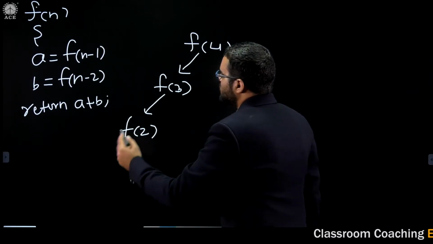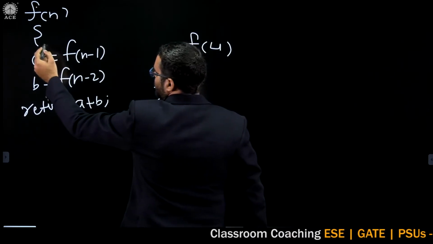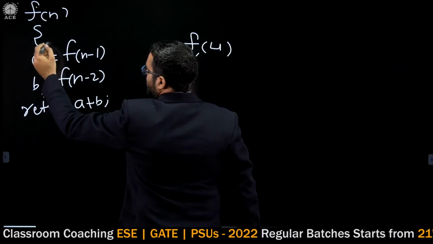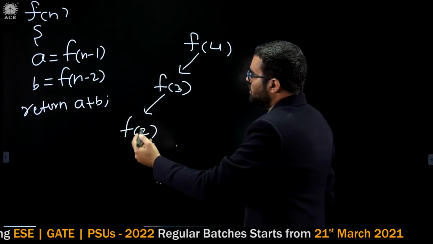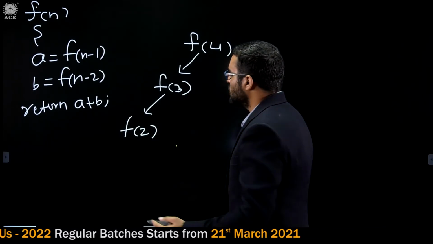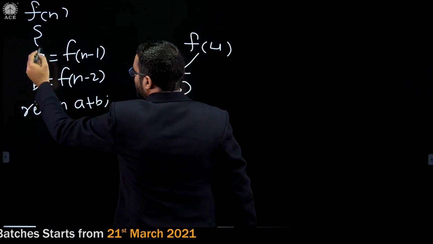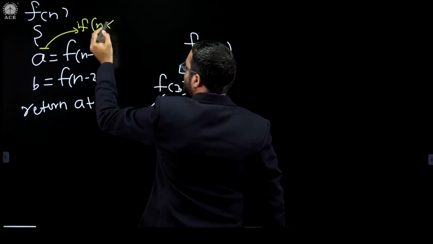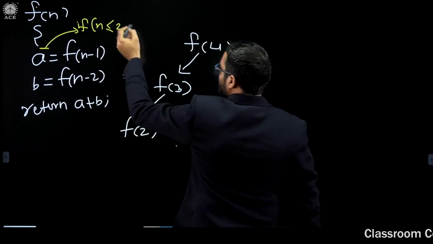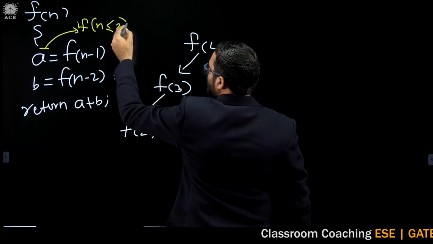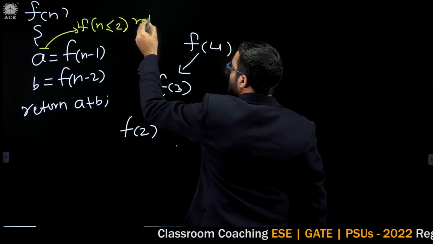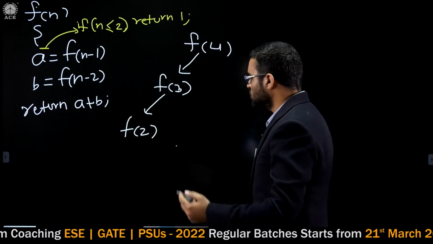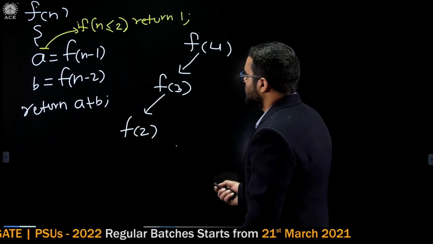Here let's assume there is a condition we can put. So in this program we can put a condition that if n is less than or equal to 2, then we simply return 1, because the value of f1 is 1 and the value of f2 is 1. So we have seen this.